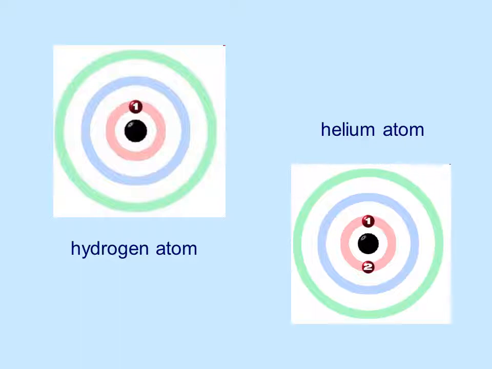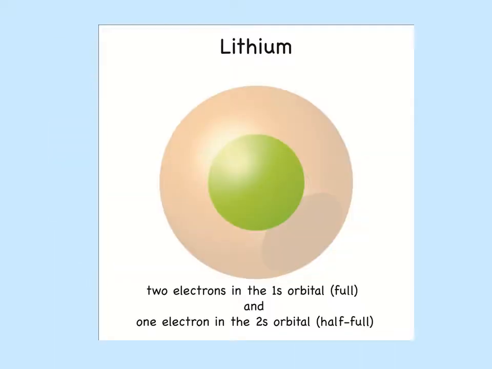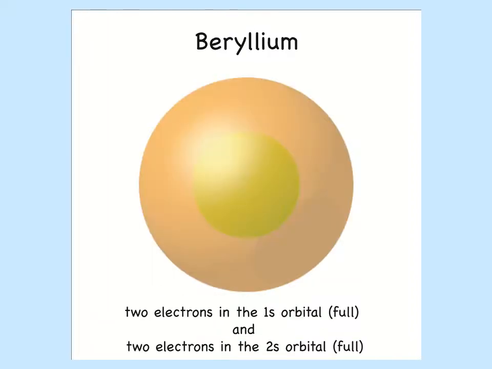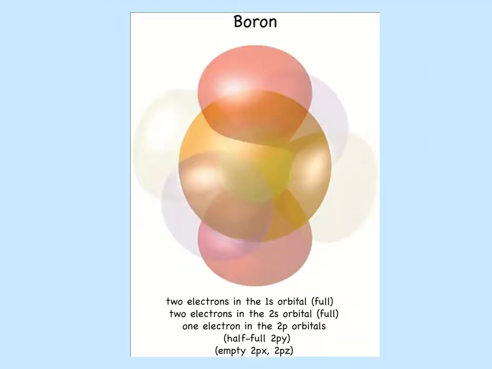Now, again, we can see hydrogen has 1, helium has 2, lithium 2 in the 1s, and 1 in the 2s. So the 2s orbital is half full, the 1s orbital is all the way full. Beryllium has an atomic number of 4, 2 electrons in the 1s, so it's full, 2 electrons in the 2s, so that too is full. Boron, atomic number 5, 2 in the 1s, 2 in the 2s, 1 electron in the 2p orbital. So one of the 2p orbitals is half full, and the other 2 are empty.